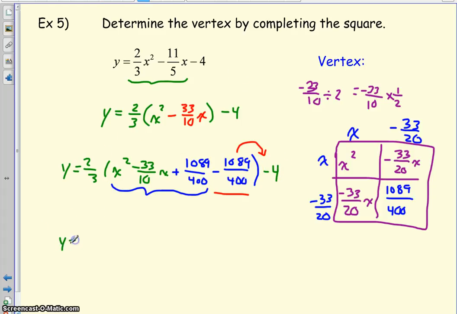Again, it's very similar to different examples you've done completing the square, just the numbers are a little bit uglier this time. So I'm going to get my 2/3. Inside here I now have x squared minus 33 over 10x plus 1089 over 400. And again, that's what I want in there. That's exactly what's inside my array over here to the right. That's what's going to give me my perfect square. So this minus 1089 over 400 comes outside the bracket.